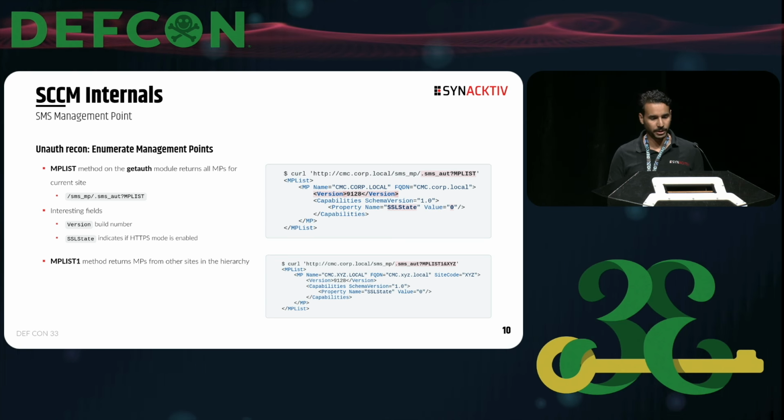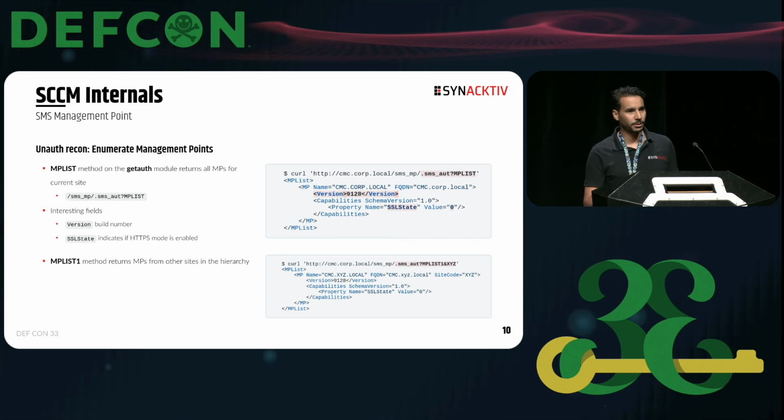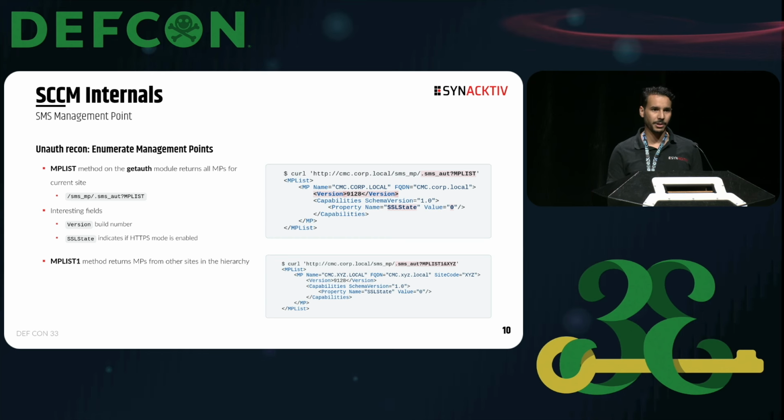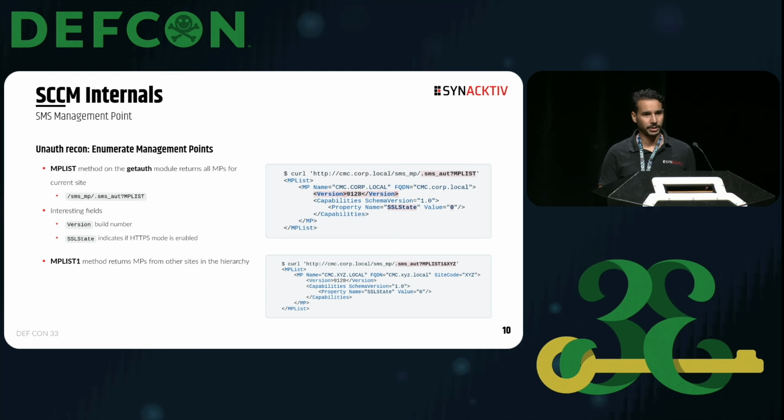You also have another method, which is mplist1. You give it a parameter of the site code, so you can enumerate management points from other sites within the same hierarchy. So you can do unauthenticated reconnaissance on HTTP, but also on HTTPS if you use those TLS bypass, mutual TLS bypass that I showed you earlier.